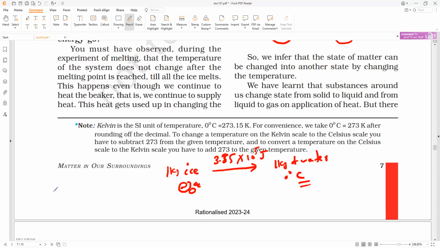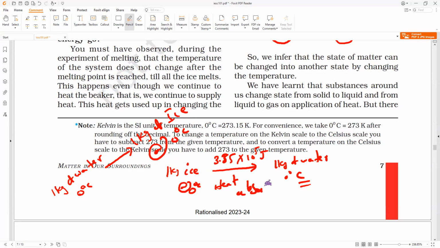Now, I will do the reverse. I want to convert 1 kg of water at 0 degrees Celsius into 1 kg of ice at the same 0 degrees Celsius. Will heat absorb or heat release? Here, in the first case, heat is absorbing. Now, it is the reverse process, so heat will be released. How much heat is released? That is my question.